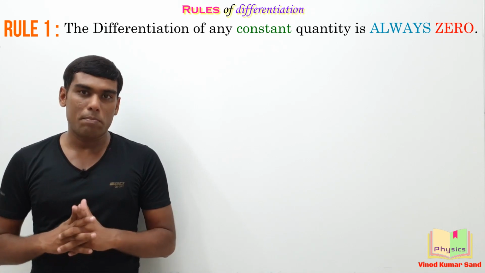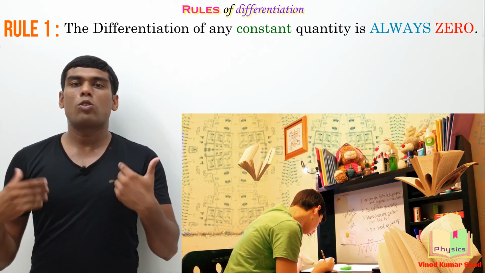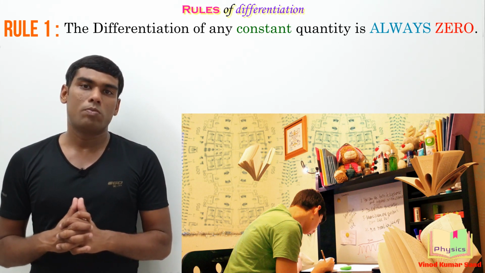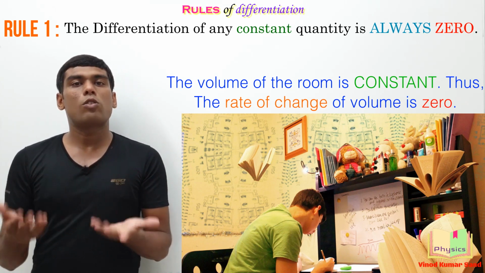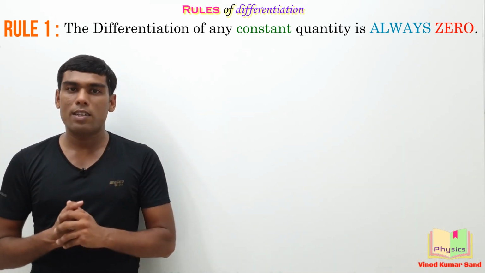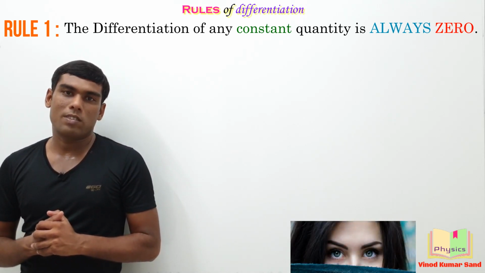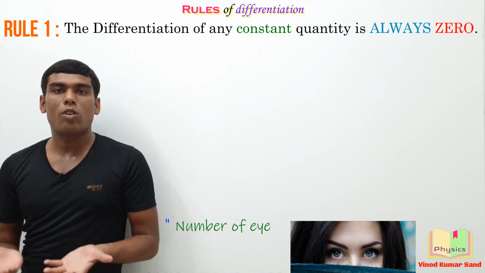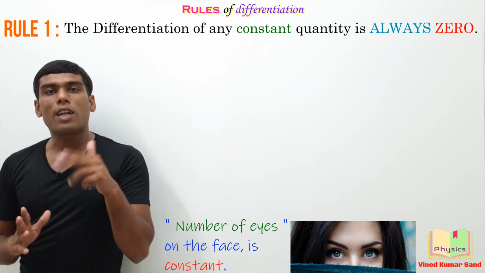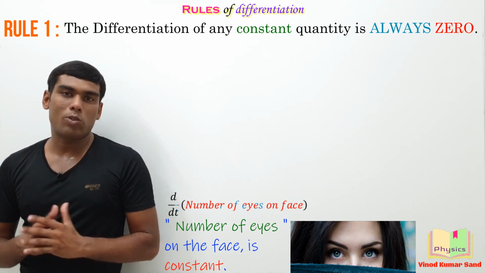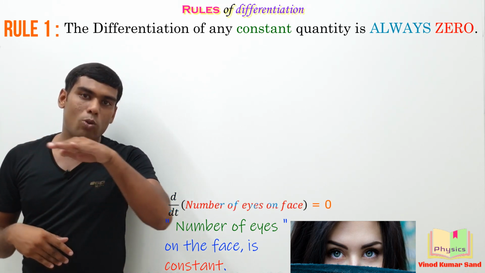0. For example, right now you are sitting in some room. What is the rate of change of volume of that particular room? 0. The volume of the room is constant, so the rate of change of volume is 0. Take another example. d by dt of number of eyes on your face. Number of eyes on your face, they are constant. Understanding that? So the rate of change of the number of eyes with respect to time should be 0. They are neither increasing nor decreasing, so there is no change.